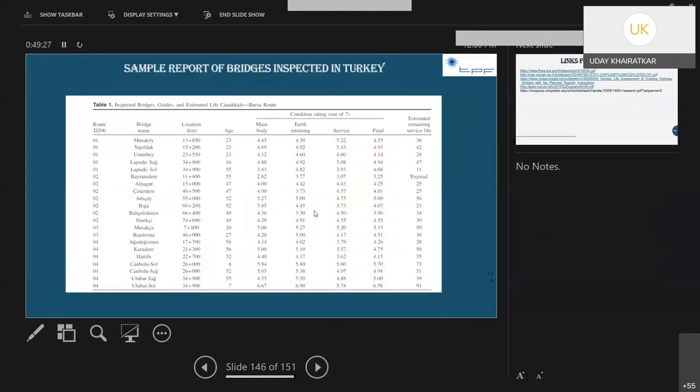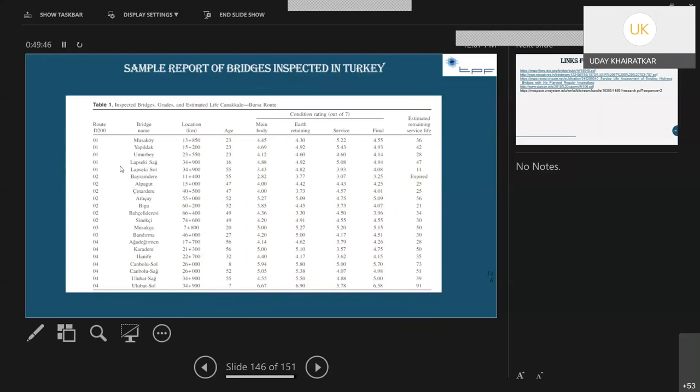And this is a summary of the report. You can see the bridge number, the name of the bridge, location, its age as of now, then main body rating, earth rating, service rating, and the final rating. And based on that, the estimated remaining service life has been predicted.